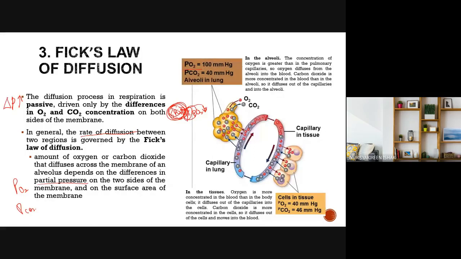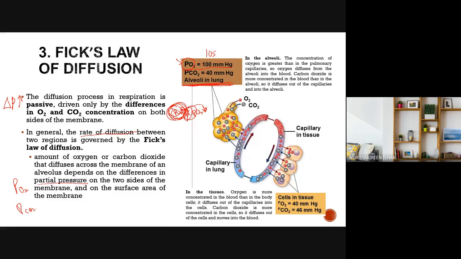So if you look here, the partial pressure of oxygen is around 100 millimeters of mercury, and for carbon dioxide it is 40 millimeters of mercury in the alveolus. Obviously, when you inhale, the air spaces within the alveolus are packed with oxygen, so the partial pressure of oxygen is really high, which is around 100. To be specific, it is about 105.